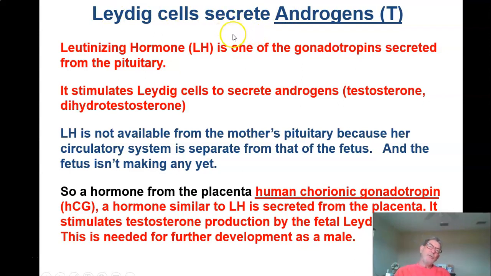Follicle-stimulating hormone, FSH, stimulates Sertoli cells, S, to make sperm, S S, L L. Okay? Luteinizing hormone, Leydig cells, makes testosterone. Follicle-stimulating hormone is FSH, stimulates Sertoli cells to make sperm.